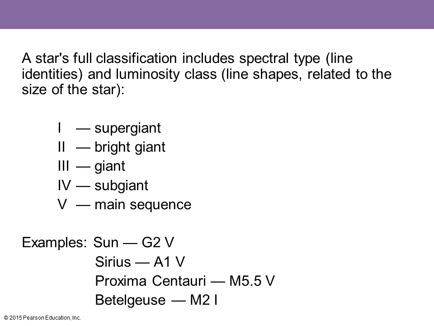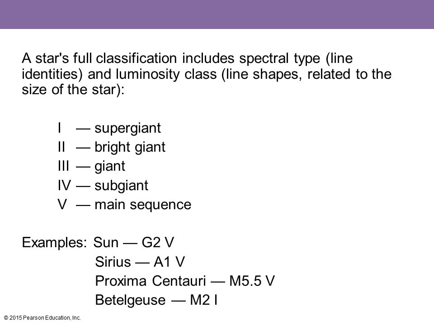And then we have one other factor. The star's full classification includes the spectral type and luminosity class. So we have these Roman numerals that designate basically the star size or position on the HR diagram: supergiants, bright giants, giants, subgiants, and those on the main sequence. So an example such as the Sun, we know it's a G-type star. Well, it's a G2 type star. We subdivide each letter into 10 parts. And because it's on the main sequence, it's a type 5.